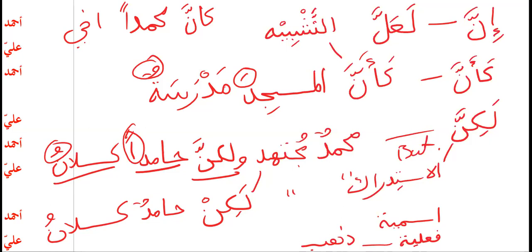So when لكن is lightened, it enters both of these sentences. We can start a sentence with لكن and then an ism, and we can also start a sentence with لكن and then a verb after it. طيب, is that clear?